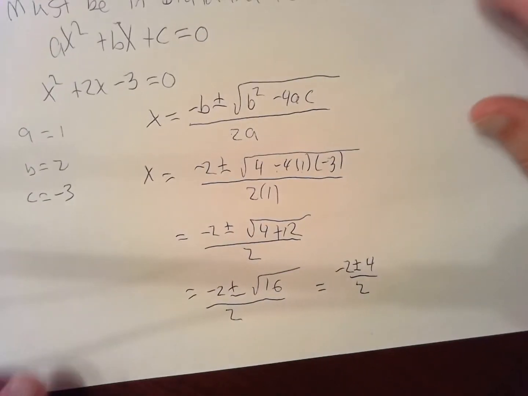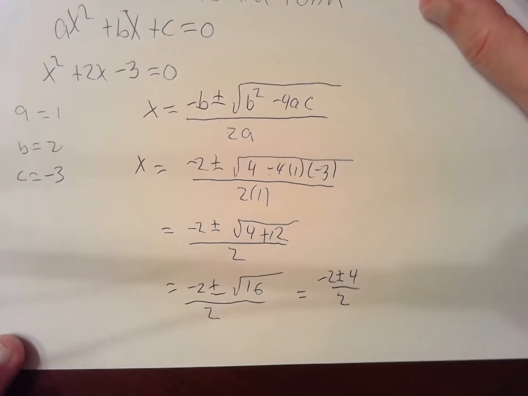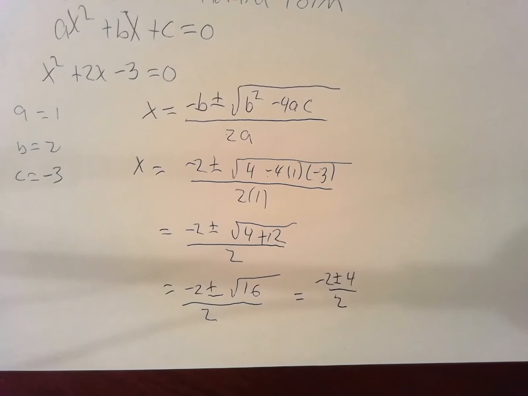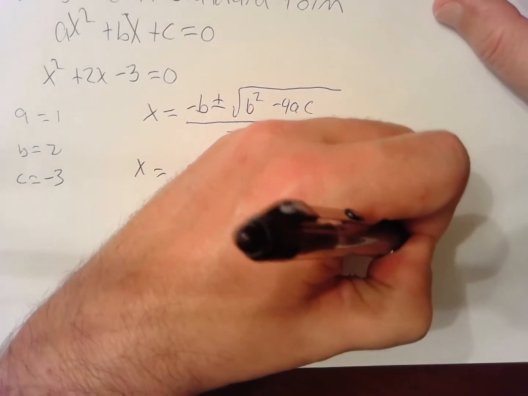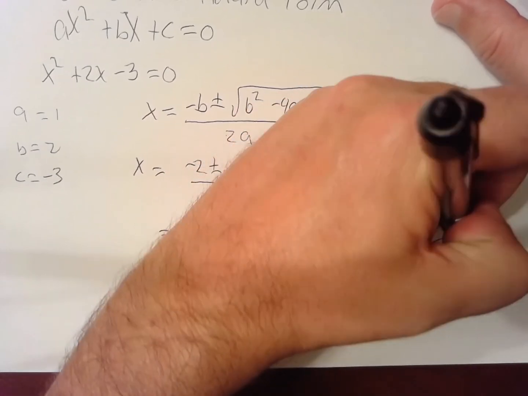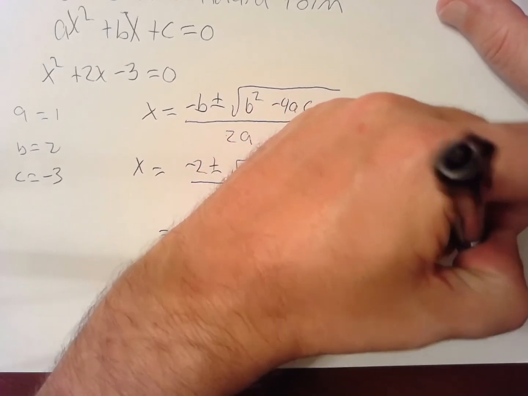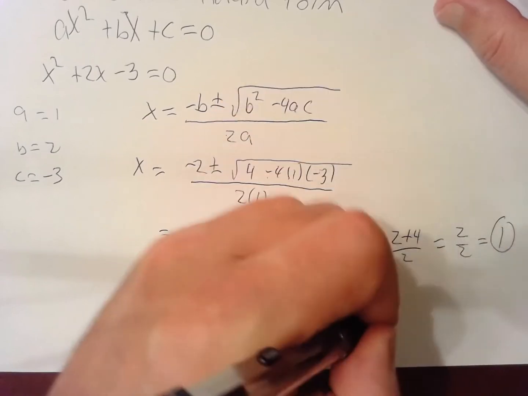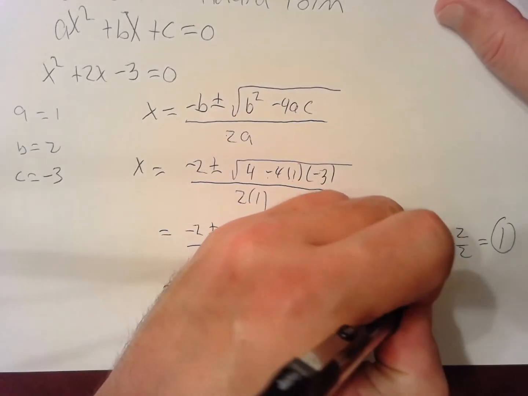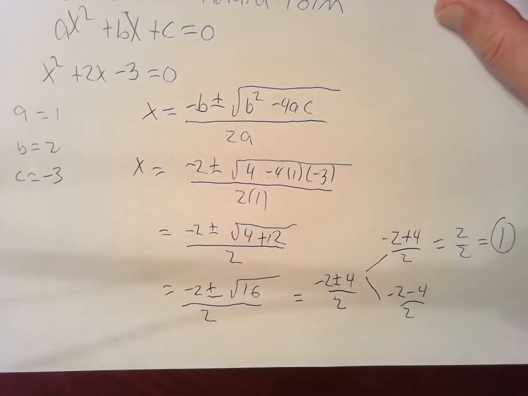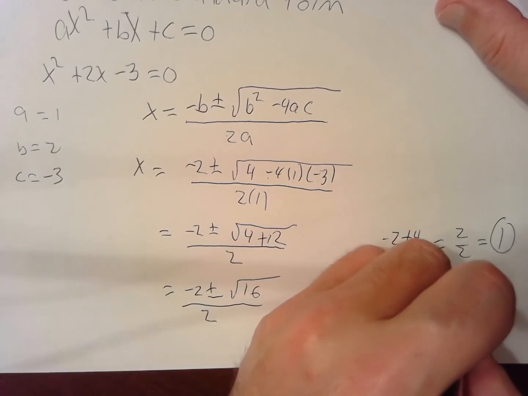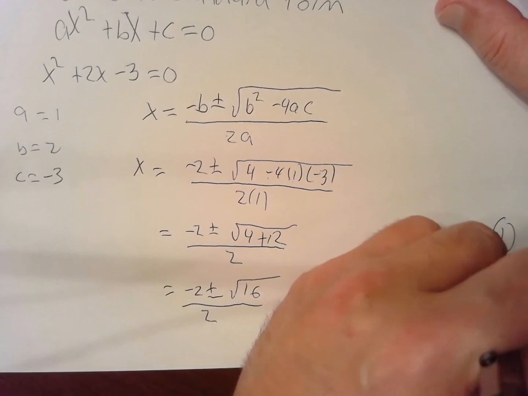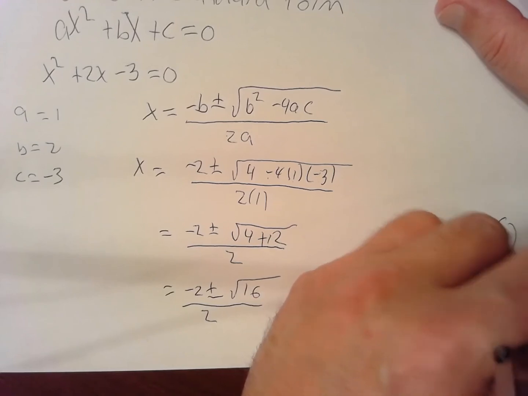Now, whenever you get nice pretty answers and you can simplify them, you should. So that's -2 plus 4 over 2, which is 2 over 2, or 1. And -2 minus 4 over 2, which is -6 over 2, or -3.